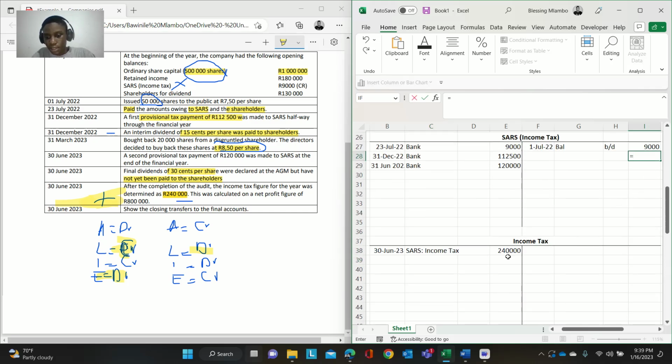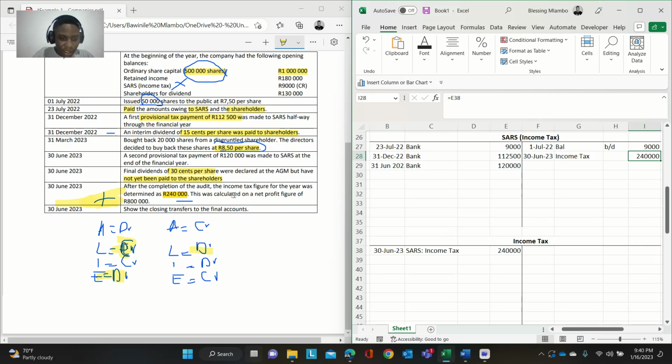So our liability is going to increase by this 240,000. This is from income tax. This is the income tax payable for the financial year ended 30 June 2023. But because companies are smart, they've already paid provisional payments, which will in turn decrease this amount, right? These provisional payments were to cover this amount. Now we don't have too much burden to worry about how we're going to pay SARS, because we've already paid provisional payments that will make this amount lower.